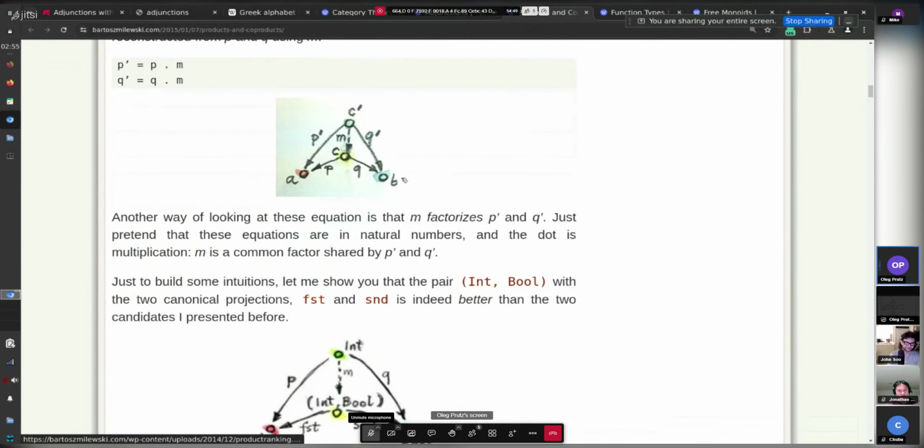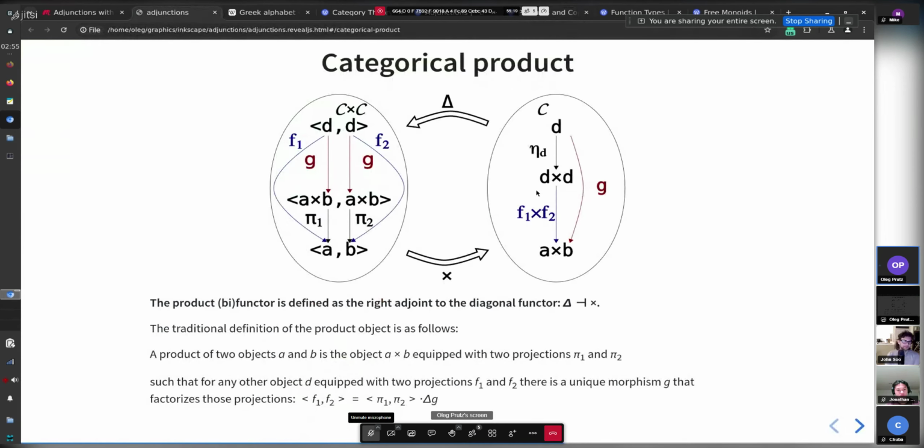Yeah. So product, right? Two projections, and if you take any other candidate and its two projections, there's a unique morphism that expresses these two in terms of the actual projections of the best product. I am with you.